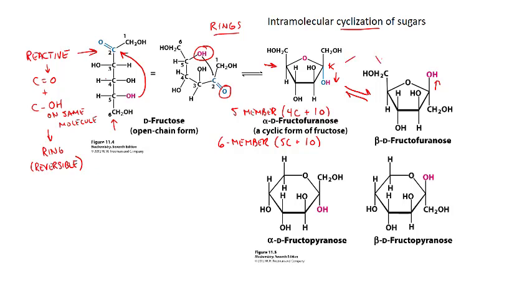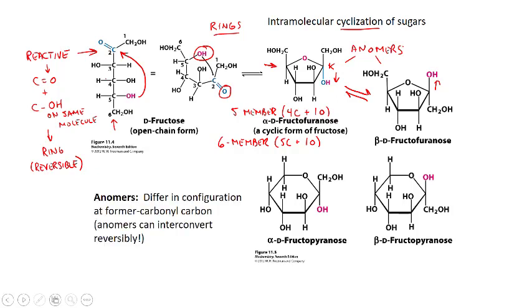So these are examples of what we would call anomers. So anomers are ring sugars, so we should say rings. They don't exist for linear sugars, that differ in configuration at the former carbonyl carbon. We call that one the anomeric carbon. And these can interconvert. So that would be our anomeric carbon.